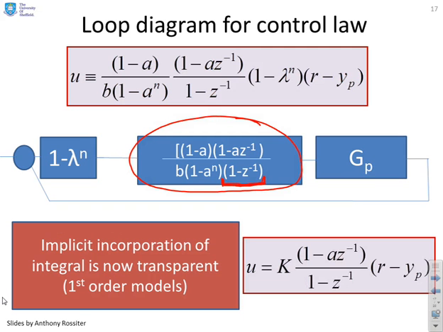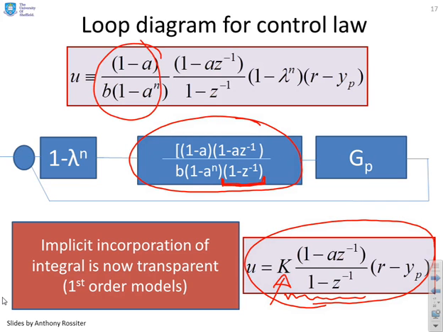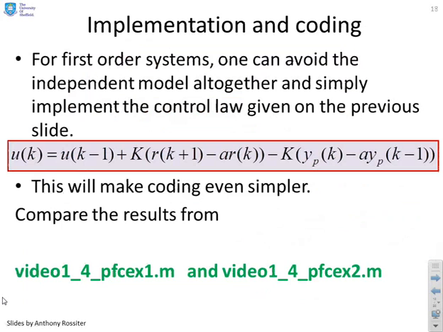Obviously we've done it for a first order case, and your control law, if you want, can actually be represented in this form here. And you might view that as an advantage, because now you don't need the independent model, you don't need this internal loop, you can just implement this control law explicitly. And obviously the value for k was relatively simple. You can see it's up here. It's got these two terms. So, for first order systems, you can avoid the independent model altogether and simply implement the control law using the previous slide.